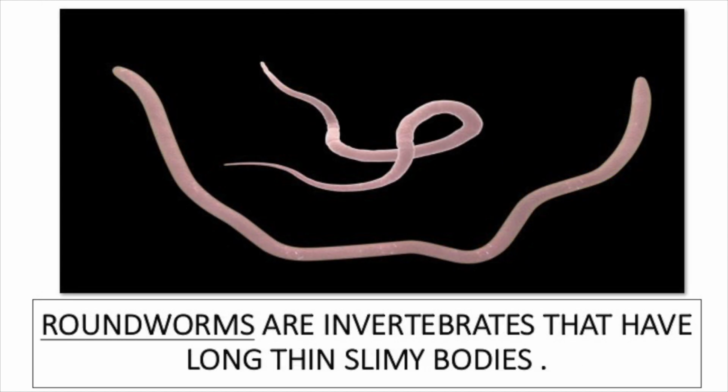And then worms. Yes, this one, roundworms. Now notice the worms just have one long slimy body. No different parts here. We can't pull the worms apart. They'll break and die. The worm is just one long slimy body. And roundworms are invertebrates that have long, thin, slimy bodies. Yes. And then there was another type of worm too. Not a roundworm.